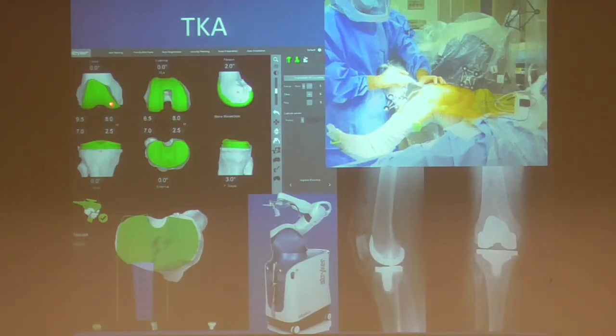exactly how much bone we want to take off, which is this gray area, that's the bone that we were taking off. And then this green is actually the components superimposed on the cuts we've not yet made. So that makes it a lot easier to be able to do really patient-specific cuts, as opposed to some of the things that have been advertised over the past few years, which are patient-specific jigs.